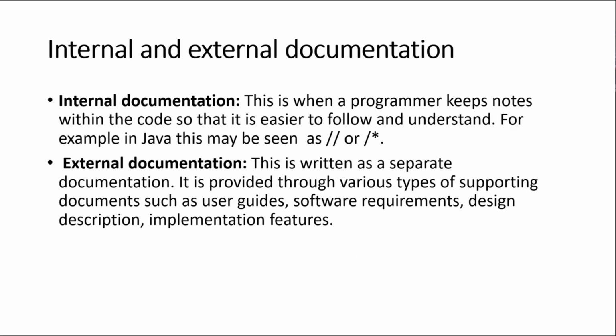Internal documentation is when a programmer keeps notes within the code, so it's easier to follow or understand. So for example, in Java, this may be seen as that. And external documentation is written as a separate documentation. It is provided through various types of supporting documents such as user guides, software requirements, design description, and implementation features.